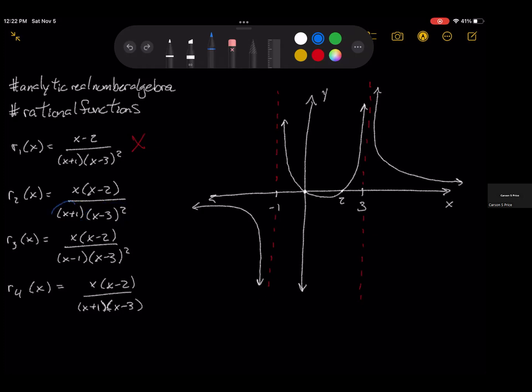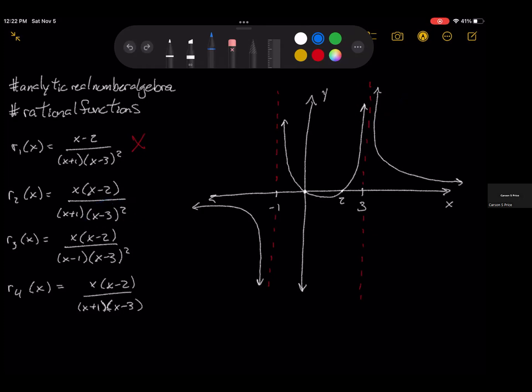This vertical asymptote at -1 has odd multiplicity, and that's true. On one side of the asymptote, I go towards positive infinity. On the other side, I go towards negative infinity. So I do have odd multiplicity there. For the vertical asymptote at 3, I'm supposed to have even multiplicity, so the same behavior on both sides. And that's true. On either side of that vertical asymptote, I approach positive infinity. So it seems like this might be the function we're looking for.